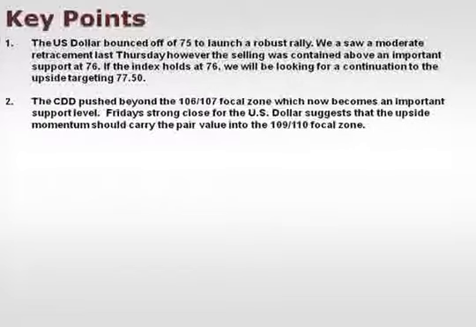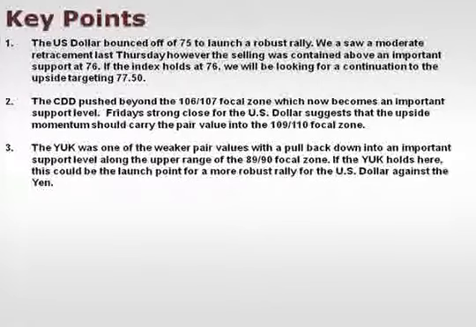The CDD, the U.S. versus the Canadian dollar, pushed beyond the 106-107 focal zone, which now becomes an important support level. Friday's strong close for the U.S. dollar suggests the upside momentum should carry the pair value into the 109-110 focal zone. The YUK was one of the weaker pair values with a pullback down into an important support level along the upper range of the 89-90 focal zone.